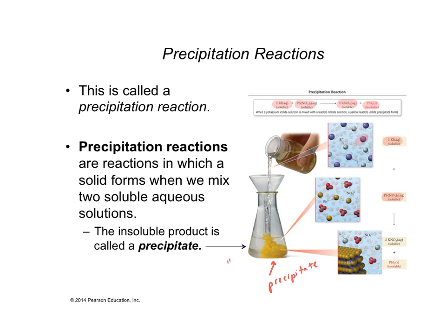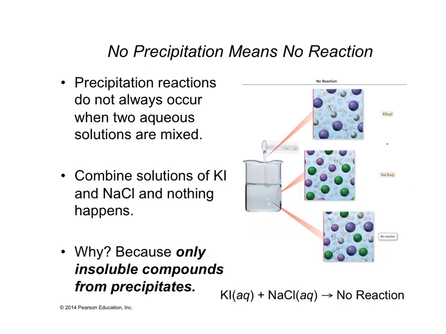Essentially, we term this as falling out of solution. So again, this is a nice little characteristic of a precipitation reaction. We get this solid formed, and the solid essentially forms this nice little packet of solid at the bottom. It falls out of the solution.